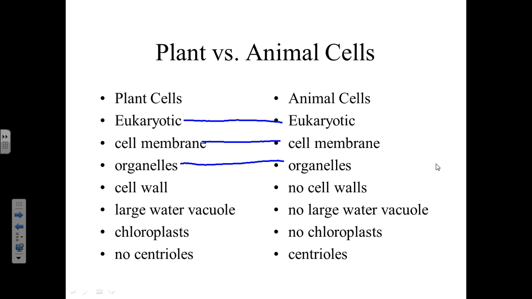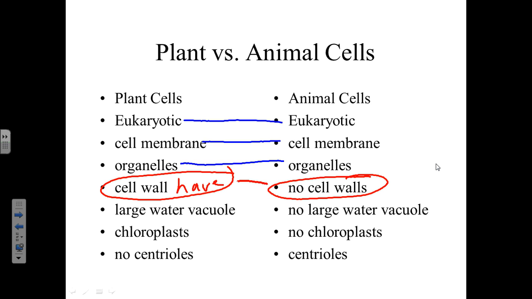Now, there's also some differences, though. We'll use red for the differences. In terms of a cell wall, plant cells have one, right? Animal cells don't have one. So that's a difference.